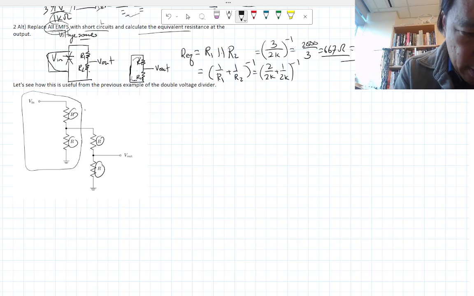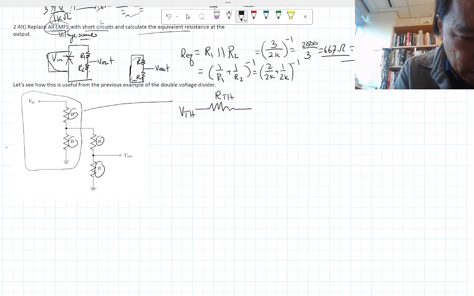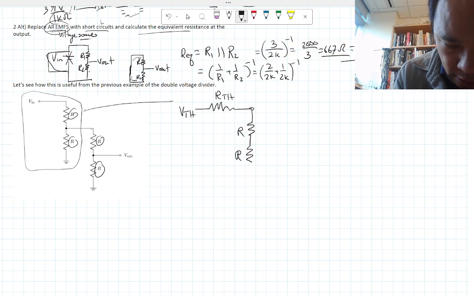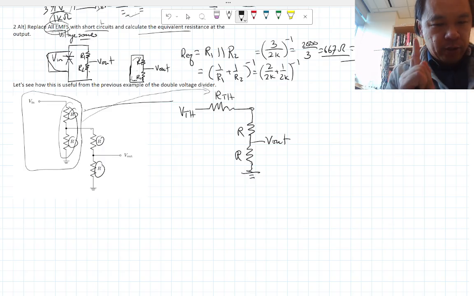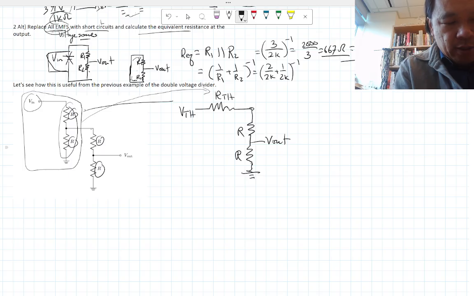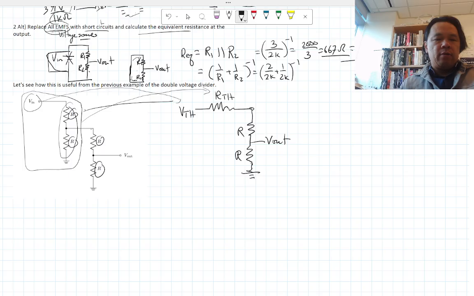So this little piece here turns into just V Thevenin and R Thevenin. This output here connects to these two, which are still R and R, and we're interested in what V out is over here. Hopefully that makes sense. I basically replaced these two resistors with one Thevenin equivalent resistor, and replaced V in with the equivalent V Thevenin.